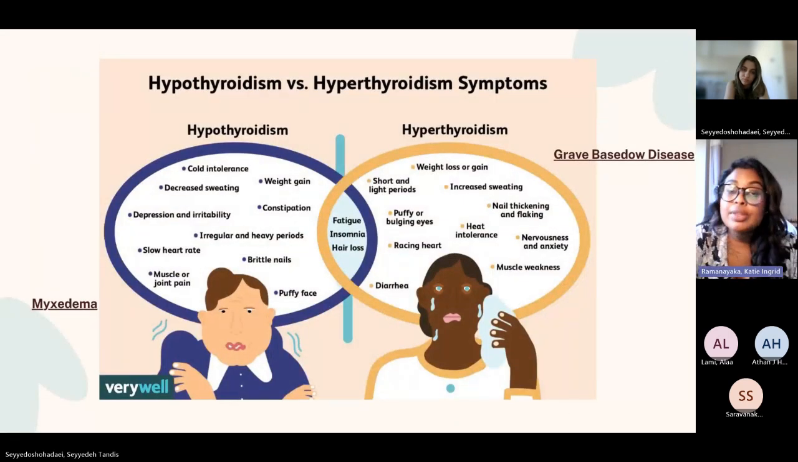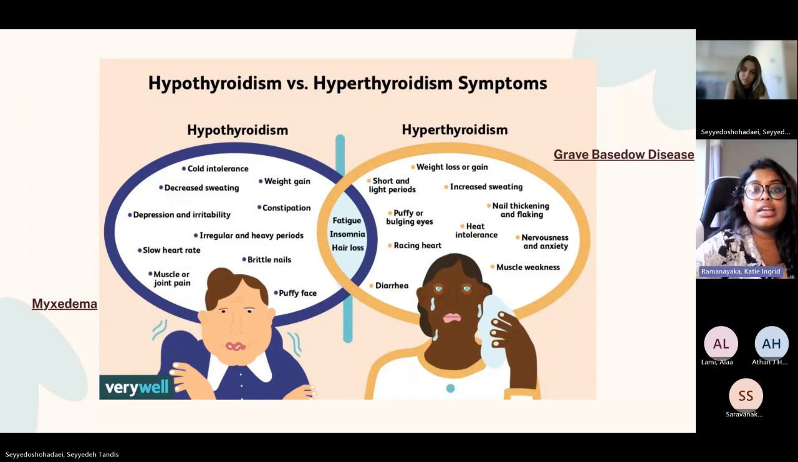Okay, so about hyperthyroidism, it's very important. There's a lot of slides in your lectures, but you have to know the symptoms of each individually. First, starting with hyperthyroidism, it causes weight loss because there's a lot of metabolism. It increases sweating. It causes heat intolerance. It causes muscle weakness. It can cause diarrhea and puffy or bulging eyes, racing heart. When you look at all the effects of the thyroid hormones, all of these symptoms make sense.